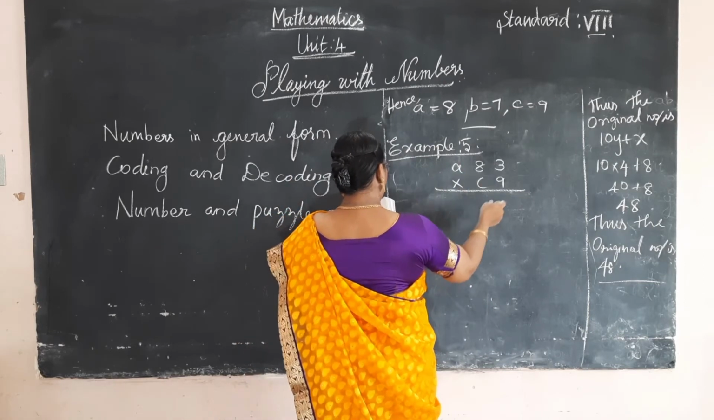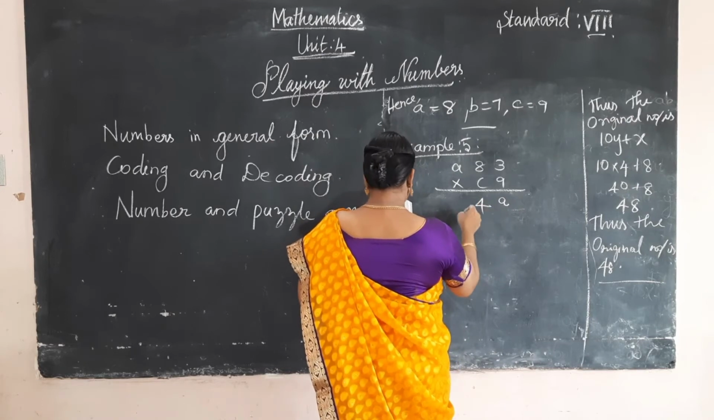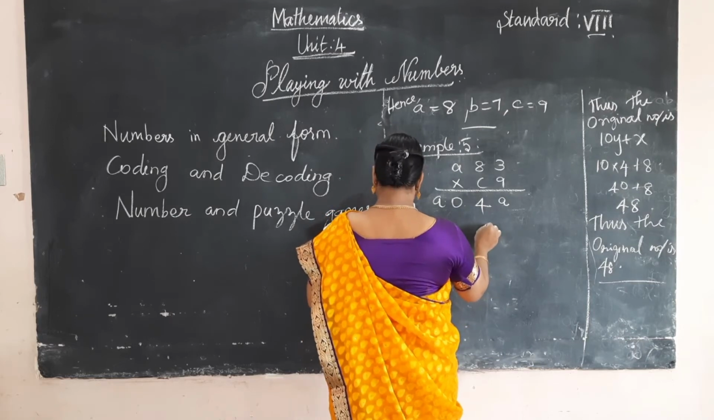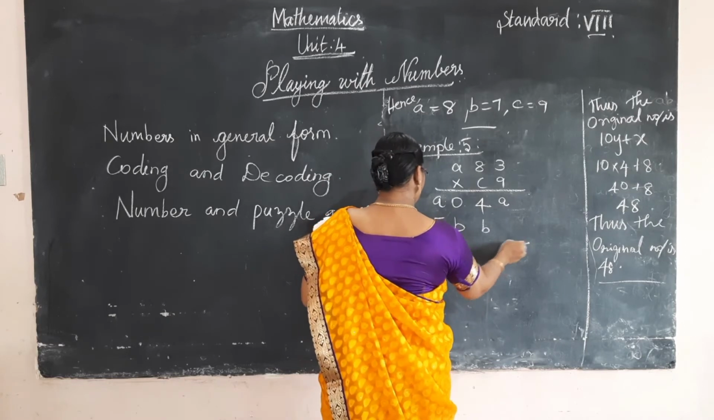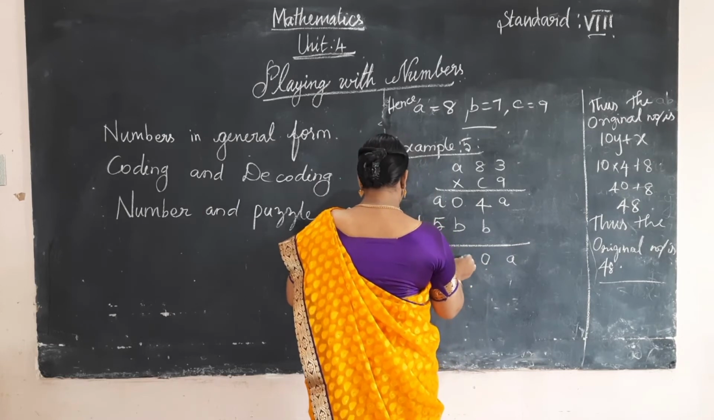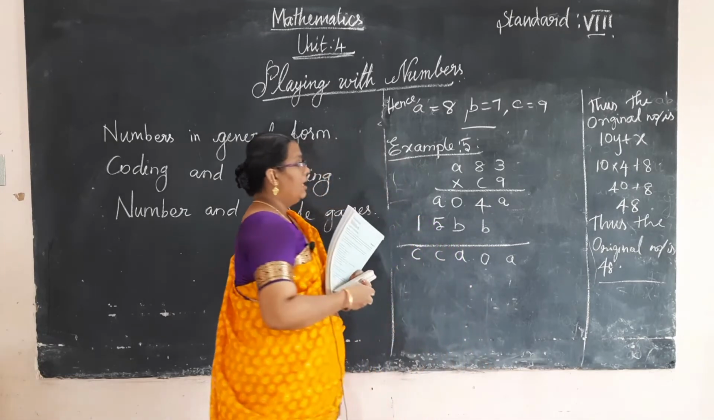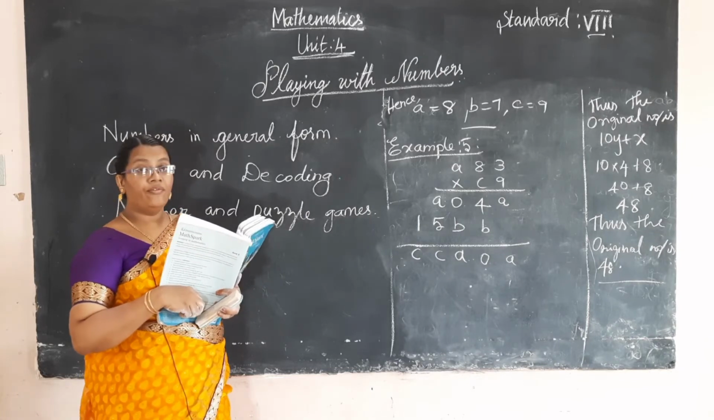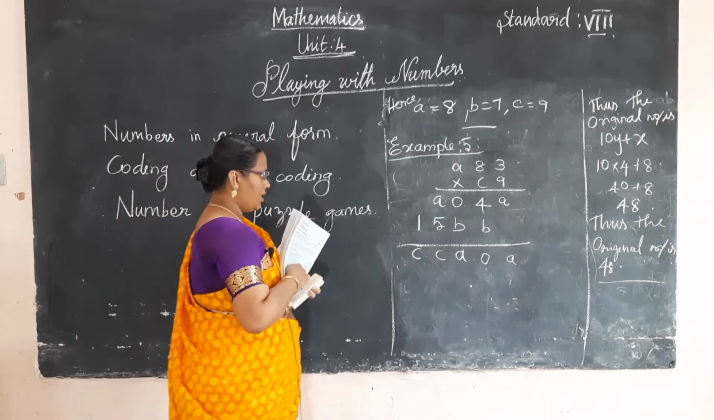Here is multiplication. The first value is A 4 0 A again, and then here B 5 1. So A 0 A C C. This is a given problem. We have to find out the A, B, C values.